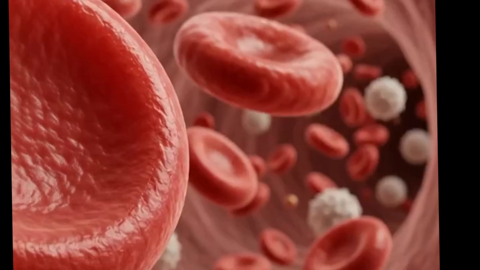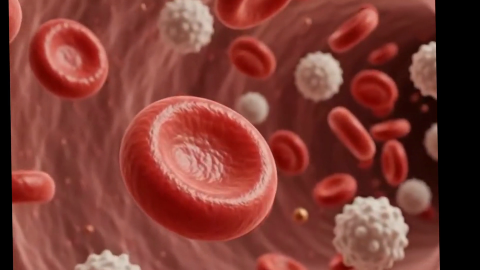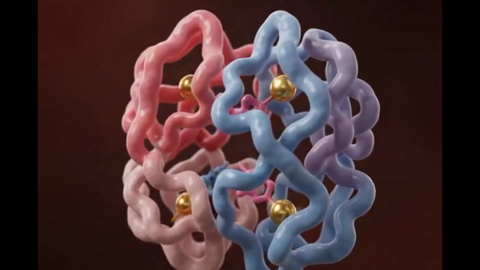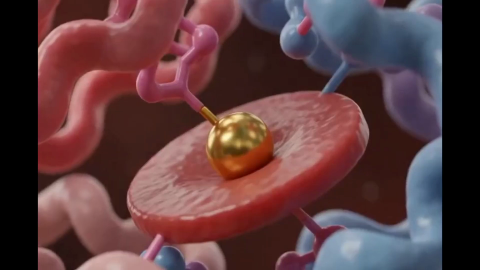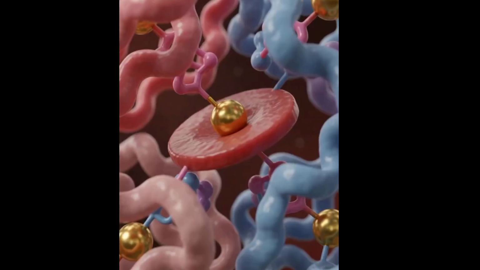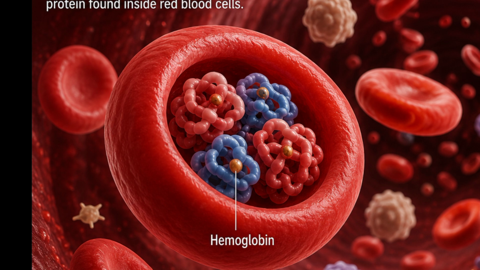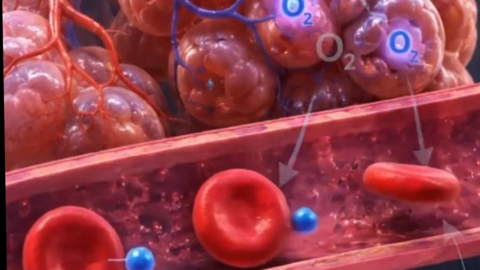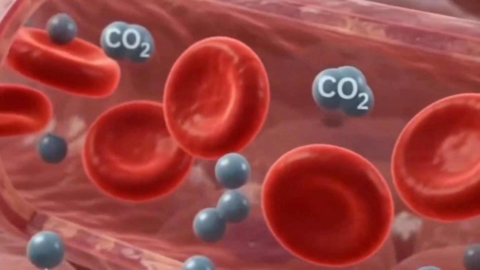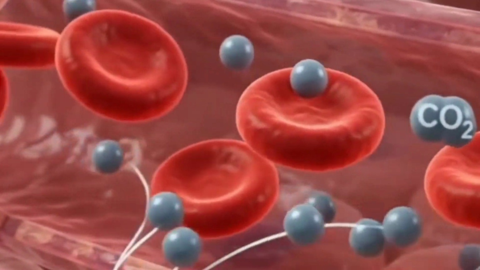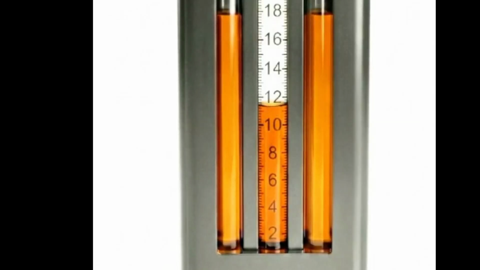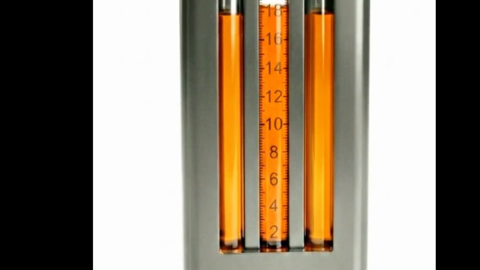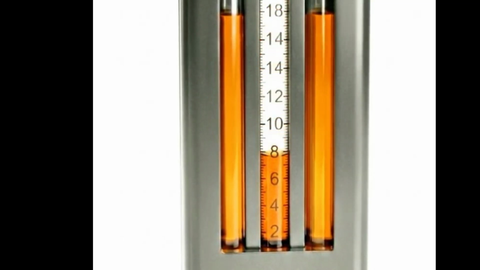Welcome to this video on hemoglobin, one of the most important parameters measured in the complete blood count, or CBC. Hemoglobin, commonly abbreviated as HB, is the oxygen-carrying protein found inside red blood cells. Its primary function is to transport oxygen from the lungs to body tissues and carry a portion of carbon dioxide back to the lungs for exhalation. Measuring hemoglobin is an essential part of the CBC and helps healthcare professionals diagnose anemia.